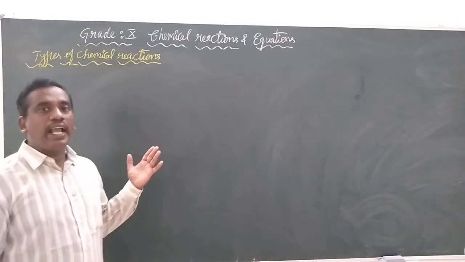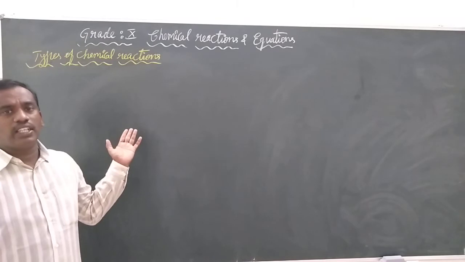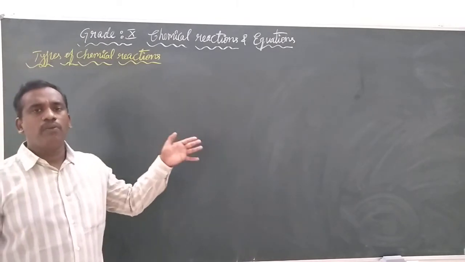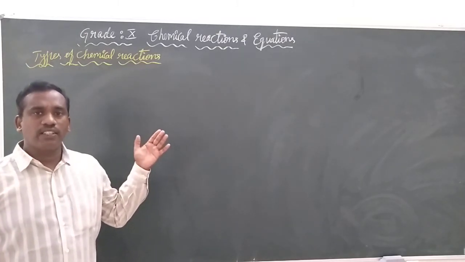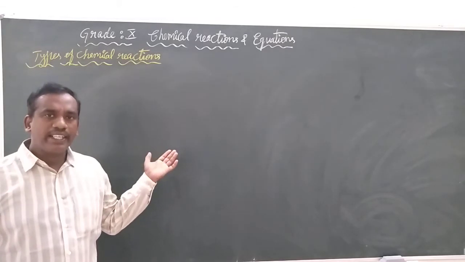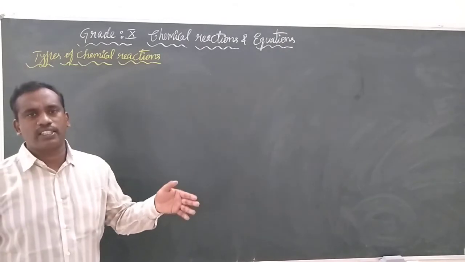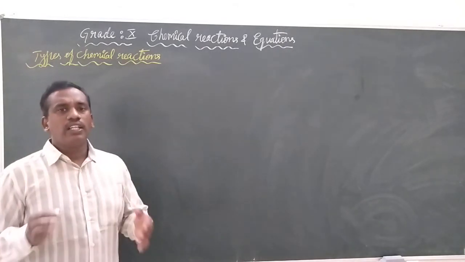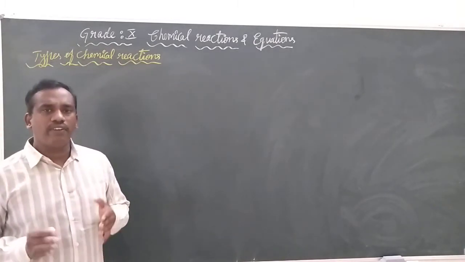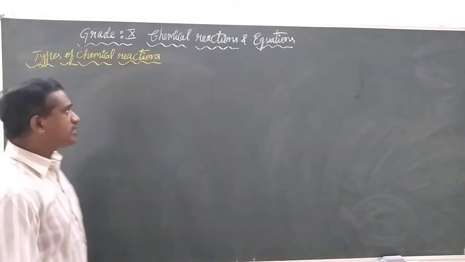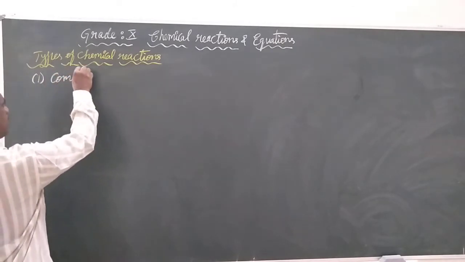And the chemical reaction is the one in which some substances react with one another to form new different substances. That is, a chemical reaction is the one in which reactants react chemically with each other to form the products that are new substances. There are many types of chemical reactions. In our grade 10 standard, we have a few. We are studying the first kind of chemical reaction, that is called the combination reactions.